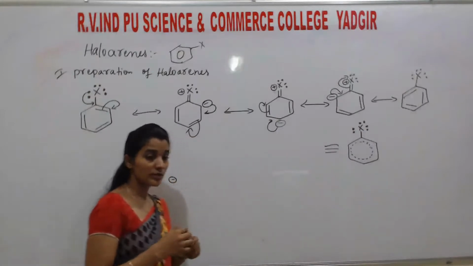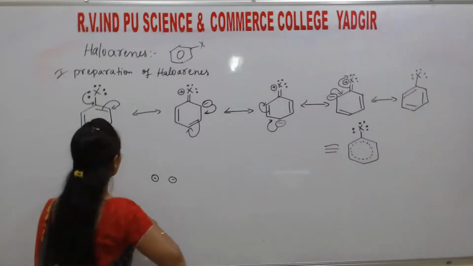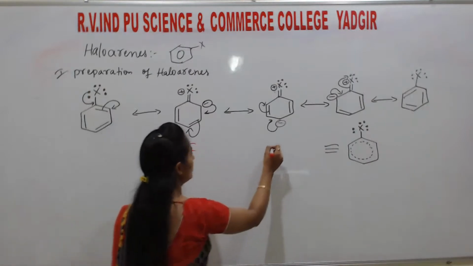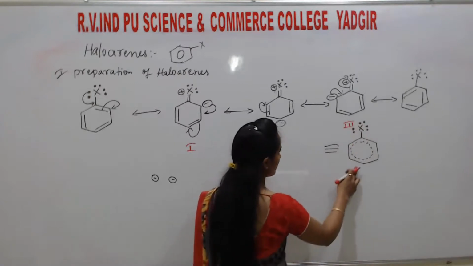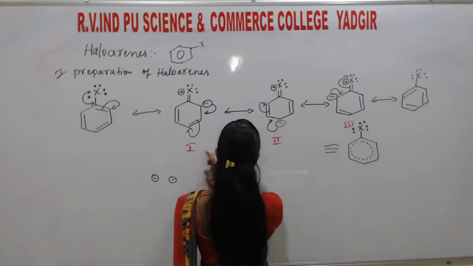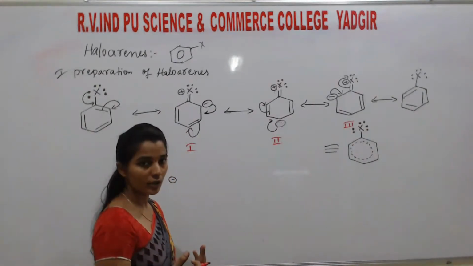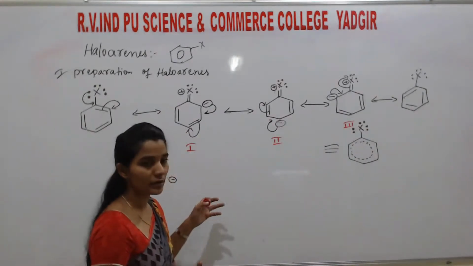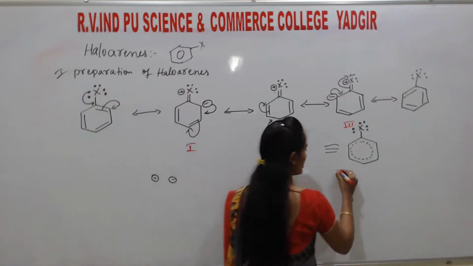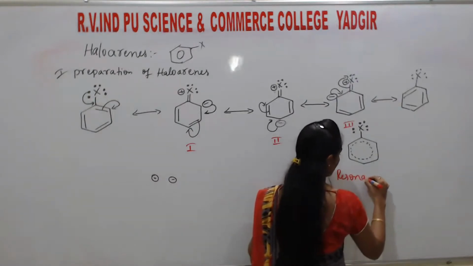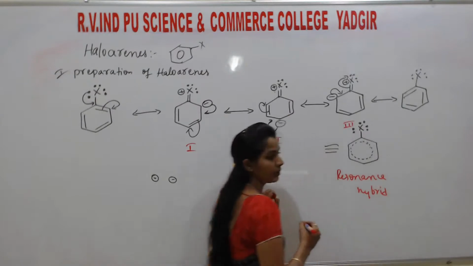Okay. So students, from this, what you are going to observe is that this is resonance structure 1, 2 and 3. These three are resonance or canonical forms. Canonical forms means representation of the molecule in different resonance structures. Okay, so this one is the resonance hybrid.